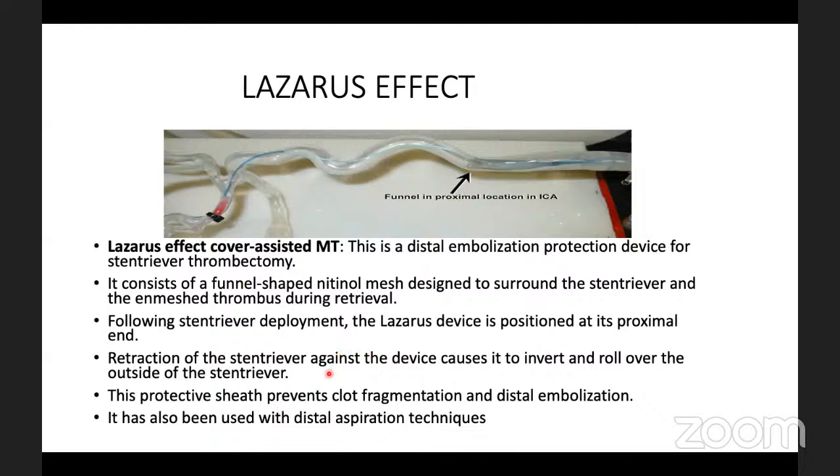Retraction of the stent retriever against the device causes it to invert and roll over the outside of the stent retriever. So it covers the clot and prevents distal dislodgement of the clot. It is also used with distal aspiration techniques.